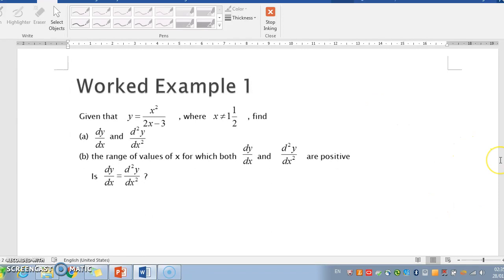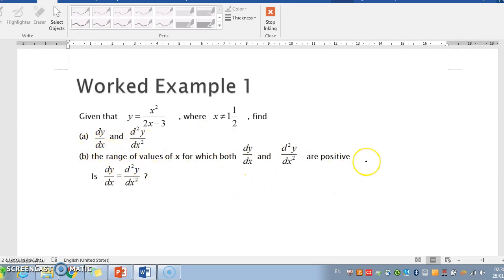All right, this is the work example. The work example gives you a y function, and in part A, they want you to find the first derivative, dy dx, and then after that, the second derivative, d squared y over dx squared. Part B, you are supposed to find the range of values of x for which the first derivative and the second derivative are positive. Now, this question you have already done in chapter 11.